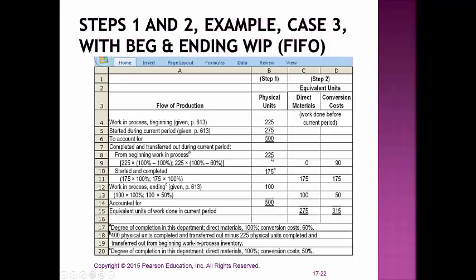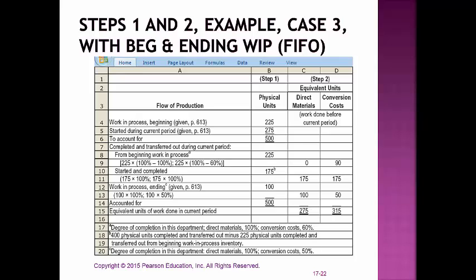Here's one of our check figures. 225 from beginning WIP, 175 started and completed, and 100 left in work in process do in fact add up to 500 units. Therefore, we have accounted for all of them. Now we can sum up our equivalent units columns and move these numbers down to steps 3, 4, and 5.